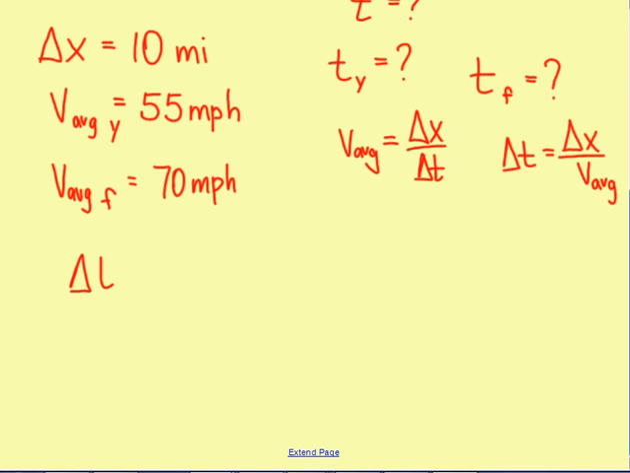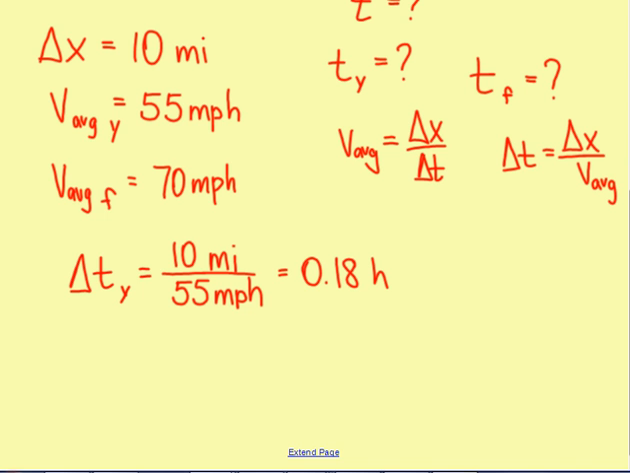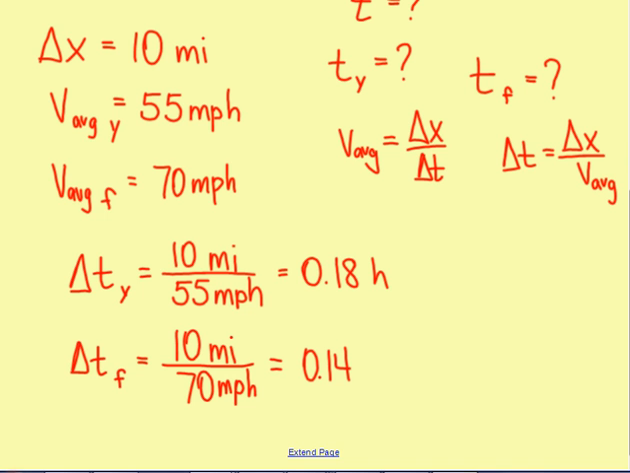So the time for you is your displacement, 10 miles, divided by your speed, 55 miles per hour. The time for you comes out to be 0.18 hours. For your friend, 10 miles, it's the same displacement, but this time they're going 70 miles per hour. 10 divided by 70 gives me 0.14 hours.